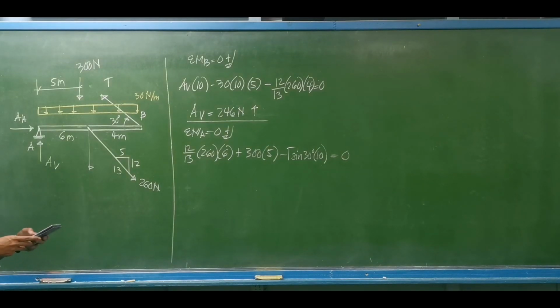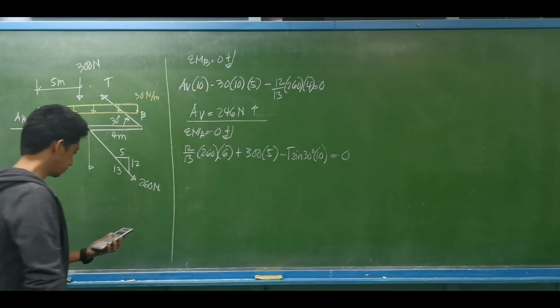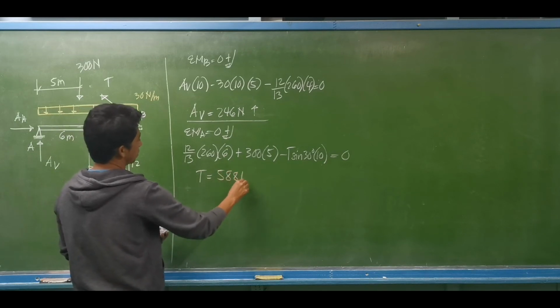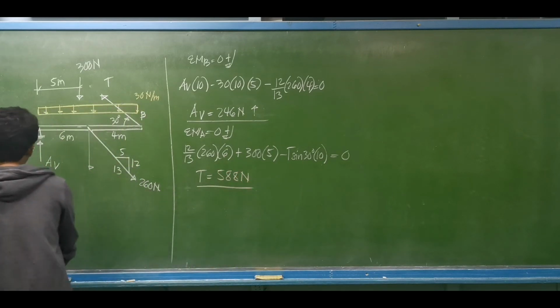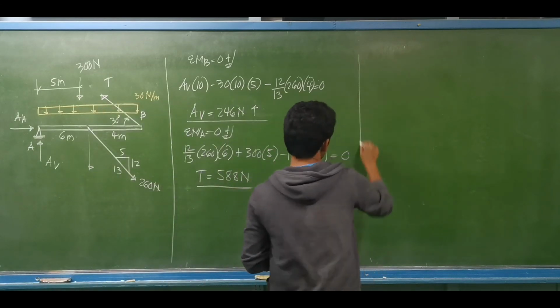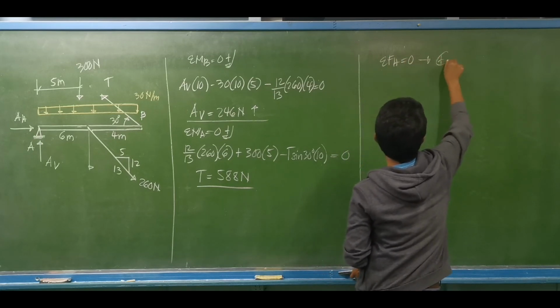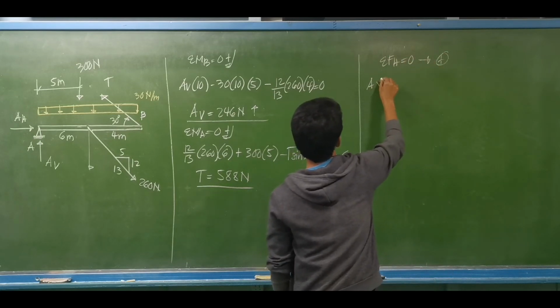So let's compute for that tension. We have 12 over 13 of 260 times 6 plus 300 by 5, divided by sine 30 multiplied by 10. So we have the tension as 588 newtons. Okay, so we can now compute for the horizontal reaction at A. So this is by summation of forces horizontal equal to 0, to the right forces to be positive. That is AH.